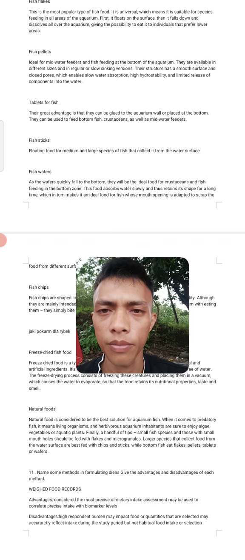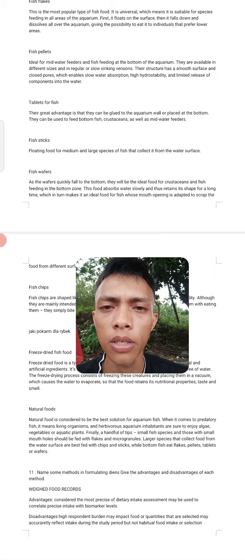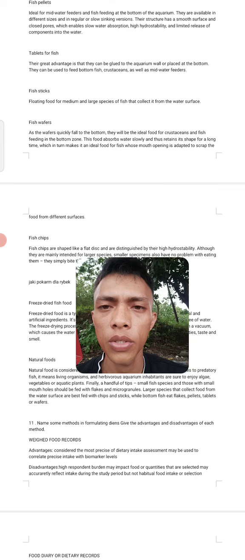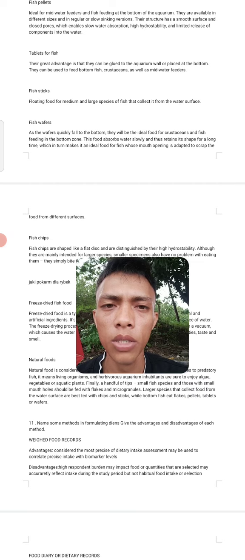Tablet for fish. They have the great advantage that they can be glued onto the aquarium wall or placed at the bottom. They can be used to feed bottom fish, crustaceans, as well as mid-water feeders. Fish sticks, floating, for medium and large species of fish that collect it from the water surface.